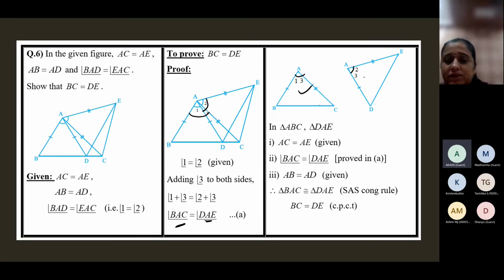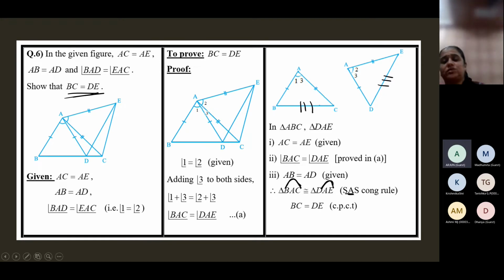So now take up these two triangles. Mention the equalities you have. This is the included angle. So by SAS rule, the two triangles are congruent to each other. And once you show that the two triangles are congruent, their corresponding sides are equal. So BC is equal to DE, CPCT. We have to show that BC is equal to DE. You can see here the first and third vertex.